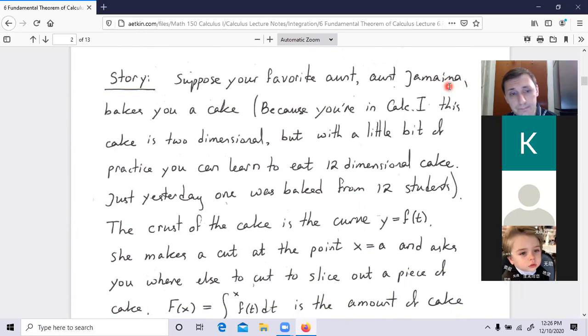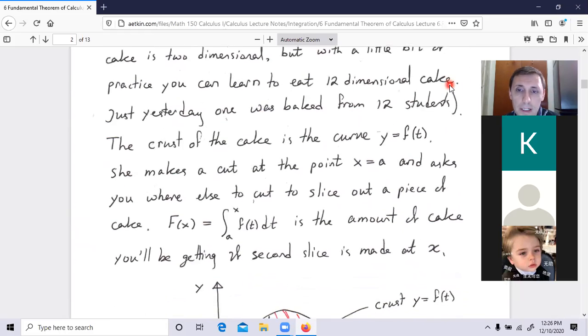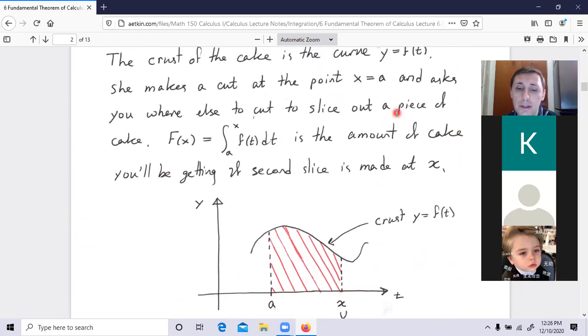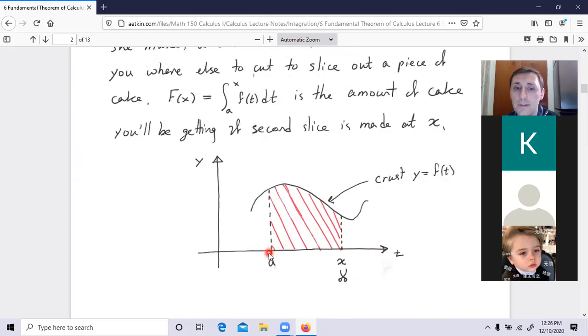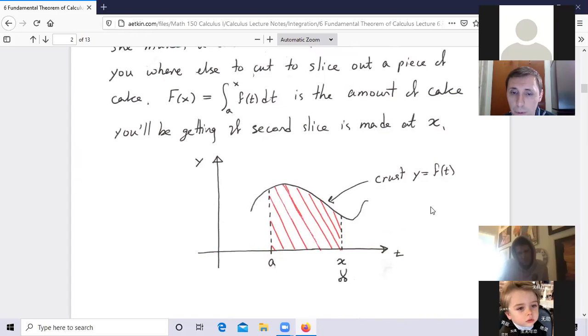What you have then is the frying pan of the cake, from A to some other point, maybe B. And the point X is basically you telling the aunt where to slice the cake. The cake is sliced at the lower point A, and it is also sliced at the point X where you specify. Because you are watching your weight, right? Once you specify X, this function will tell you how much cake you will be getting. You understand? The area of the cake you will be getting.